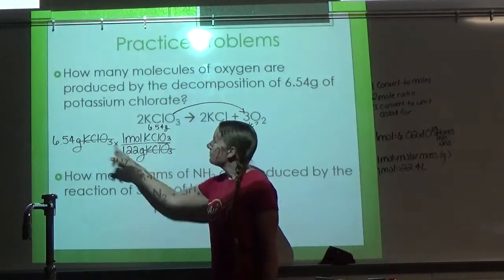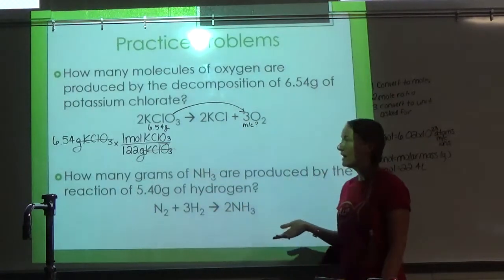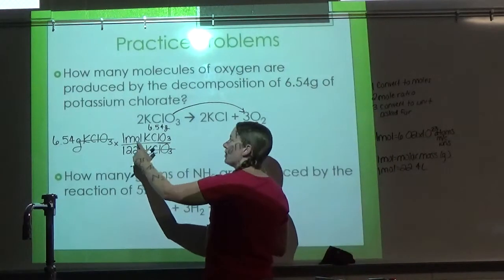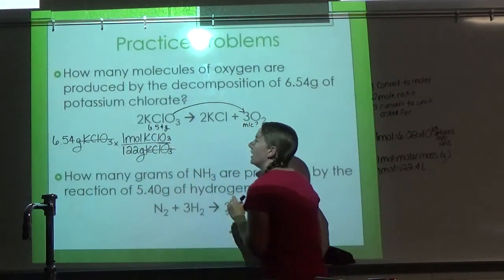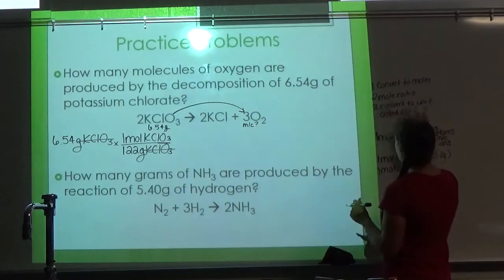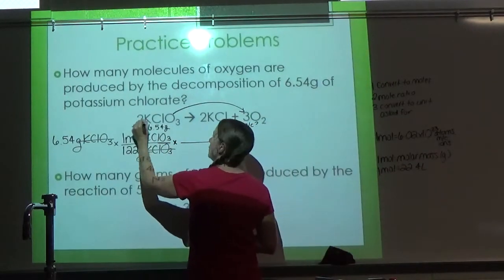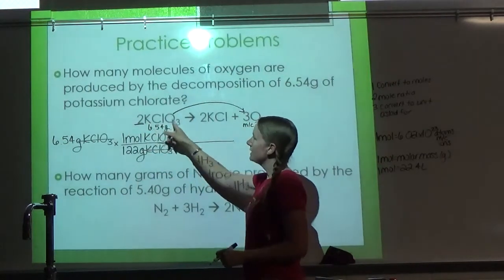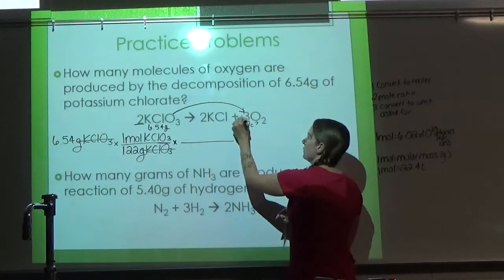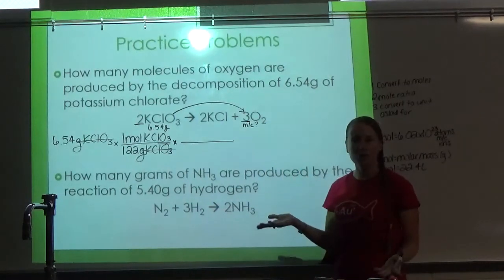So I put the grams on bottom so that it will cancel out. All right, so now I have changed it to moles of KClO3. So then I'll move on to step 2, which is mole ratio. All right, so 2 moles, that's my coefficient of KClO3, equals 3 moles of O2, or oxygen.